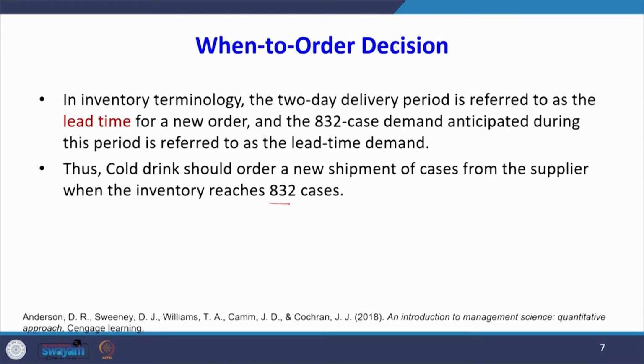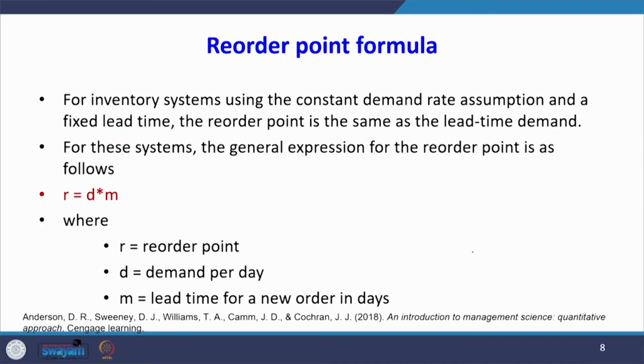Still we did not answer when to order. The when to order we are saying in terms of quantity. When the quantity reaches 832 from 18,242, we have to make another order. Here it is in terms of quantity, but I want to say in terms of time, when should I make the next order? So, that we are going to answer.